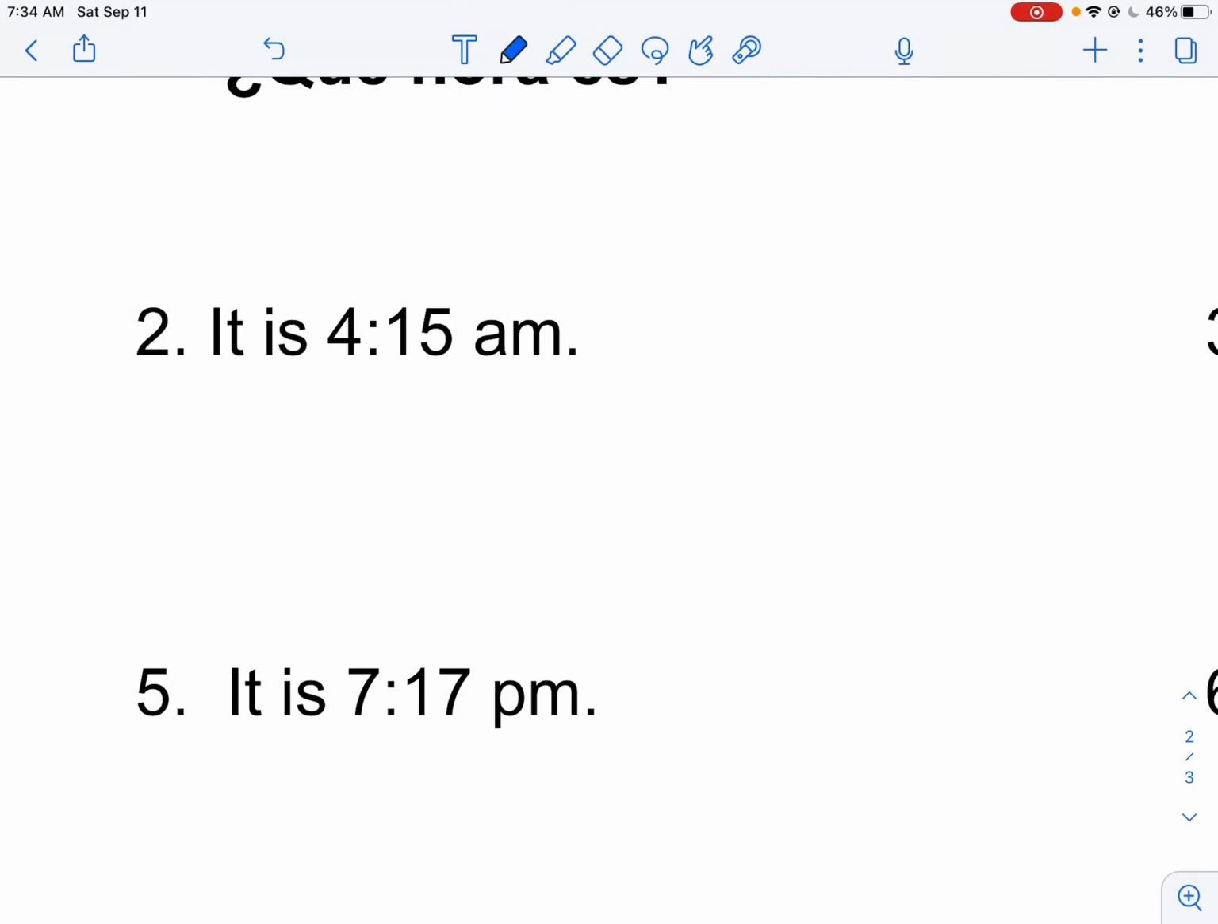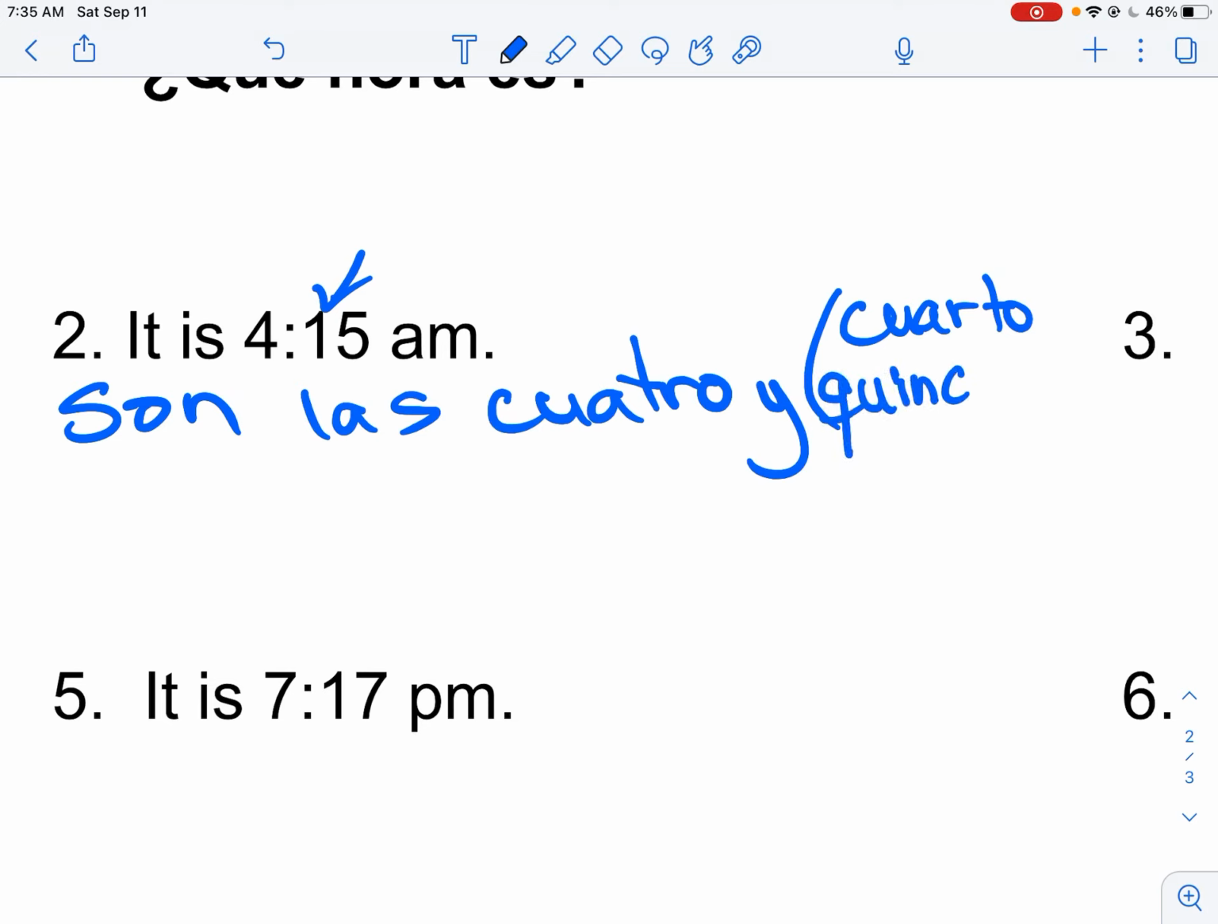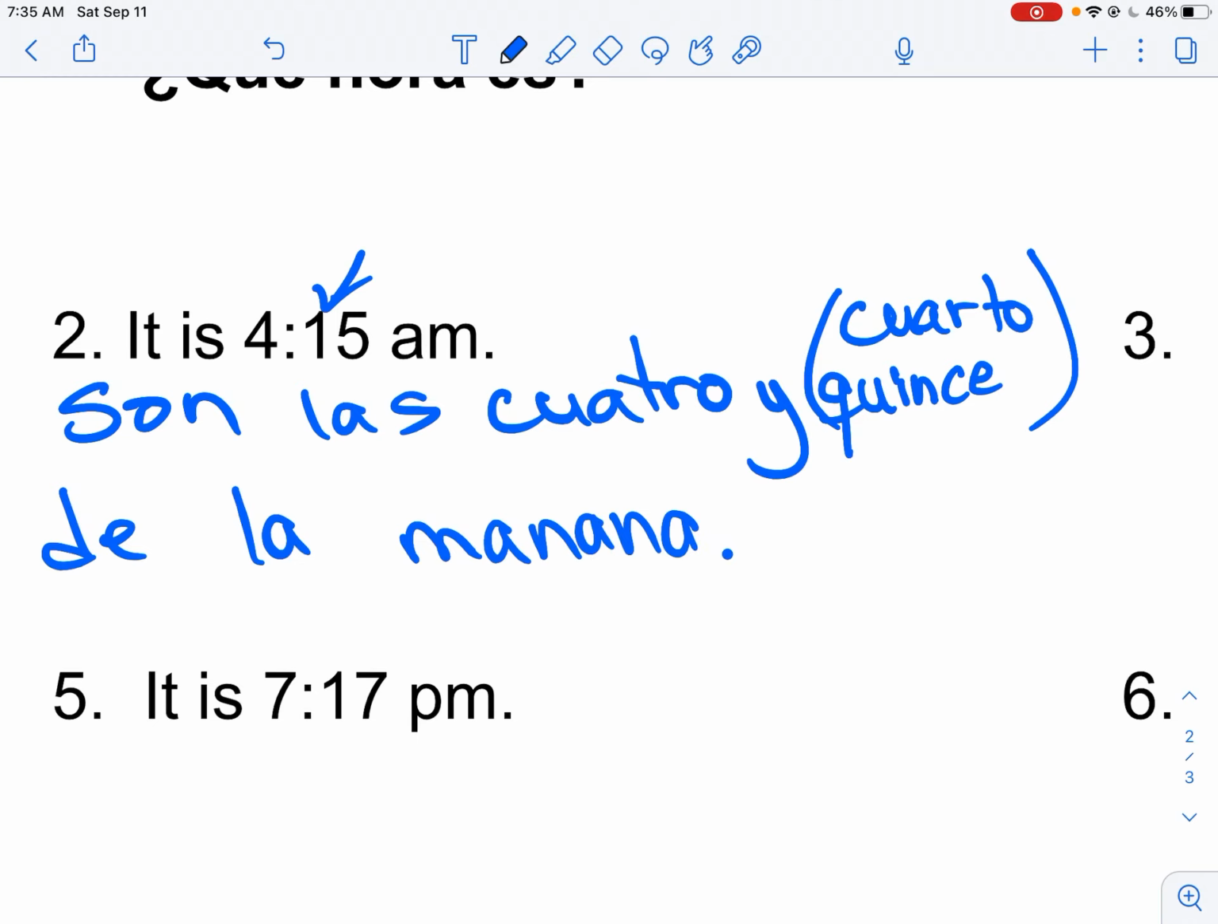Okay, so let's do this one. Let's do this column. There's nothing that says at. So I just write it. It is. Son las cuatro. Y now this is another one with 15 minutes that you could write it one of two ways. You could either write that as cuarto, which I would write. Notice where the R is in those two words. Or you could write quince. For a long time, I didn't allow that. De la mañana.